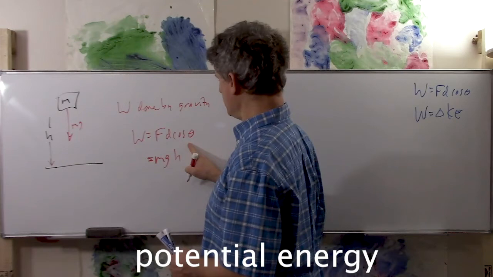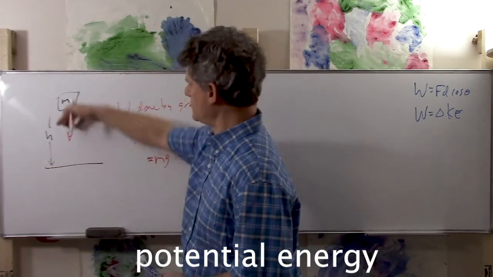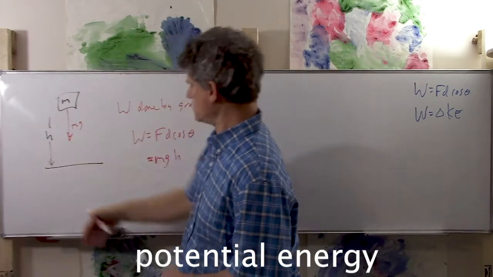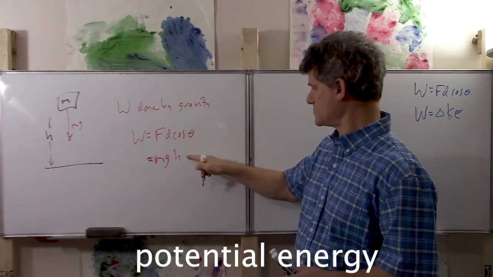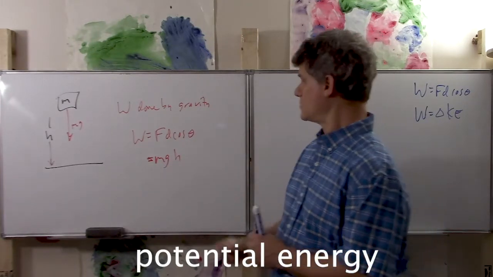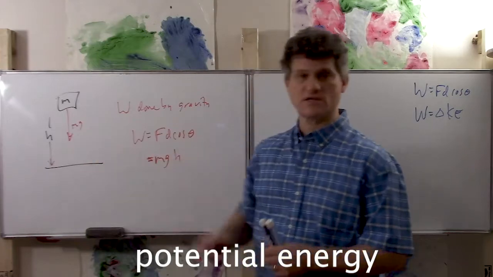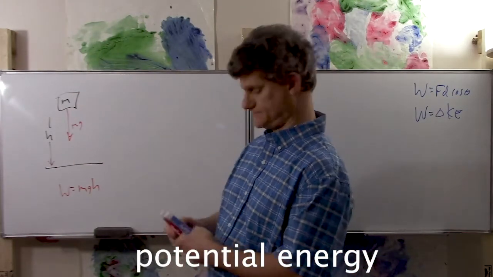So what about the angle? The angle is in between the force and the displacement. They're both running downward, so the angle between them is 0. So cosine of 0 is 1, and it's just mgh that is the work. So the work done by gravity is mgh. As the object falls, the work done by gravity is mgh.